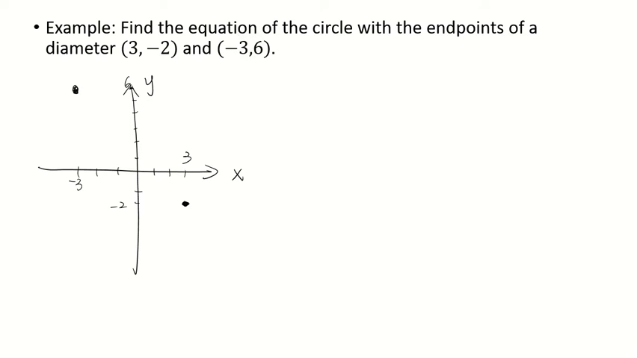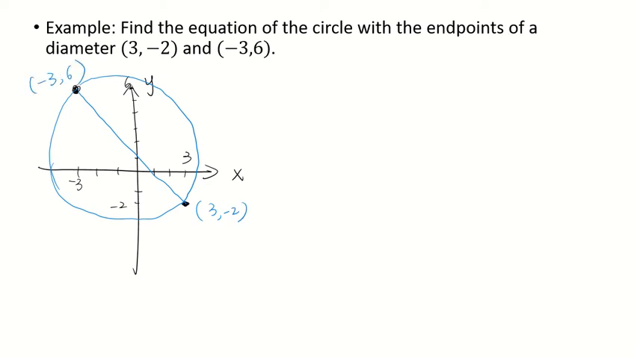So these 2 points are the endpoints of a diameter of the circle. So this point is (3, -2), and the other point is (-3, 6). And this is the situation here.